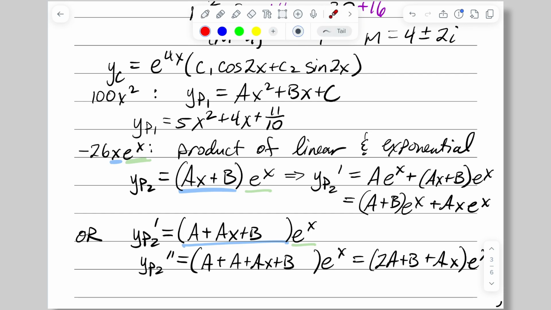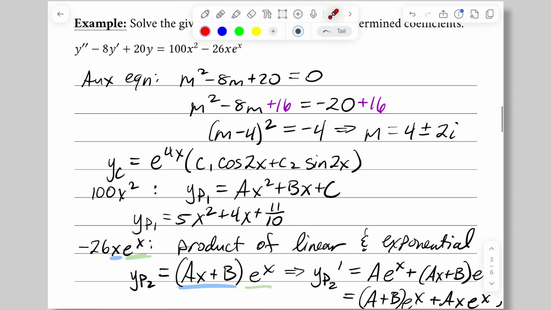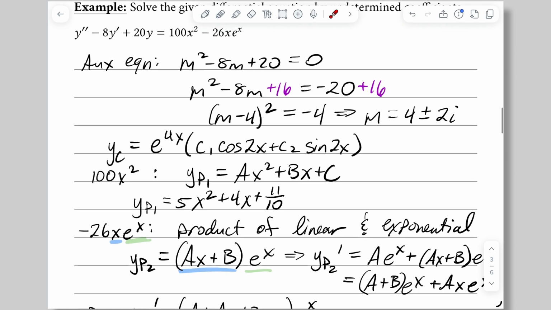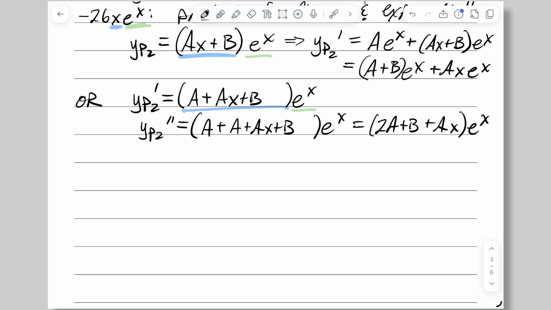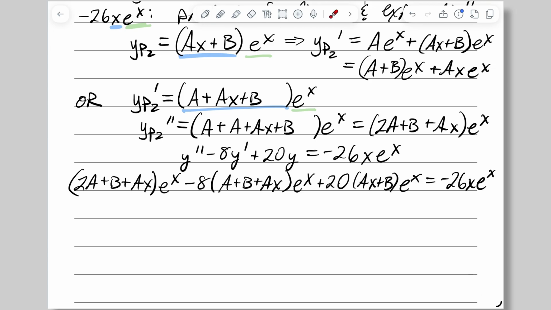Now, this is going to go into the differential equation, but we've tunnel visioned it, right? We're only looking at the exponential part. So this is going to go into y double prime minus 8y prime plus 20y equals negative 26 e to the x. And yeah, this is a lot. But y double prime is 2a plus b plus ax e to the x minus 8y prime, which I've written as a plus b plus ax all times e to the x, plus 20y, so plus 20 ax plus b e to the x, is equal to negative 26x e to the x.